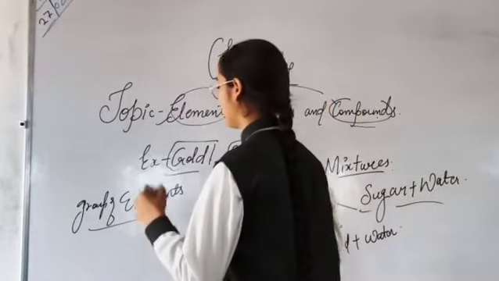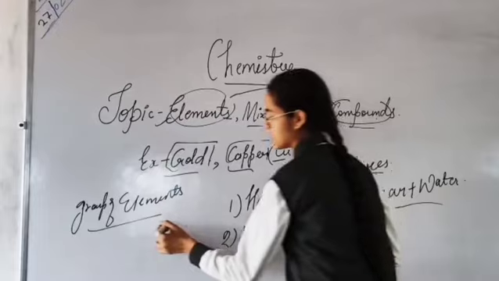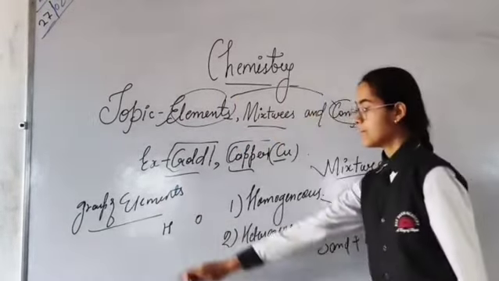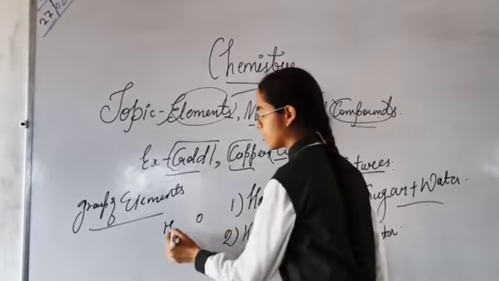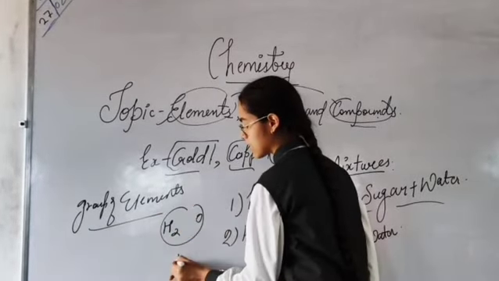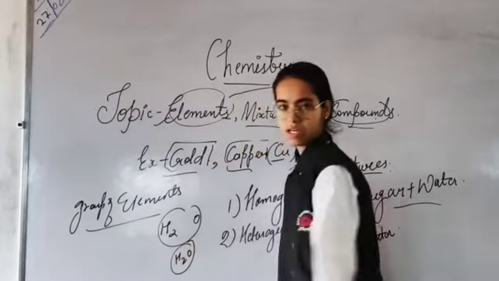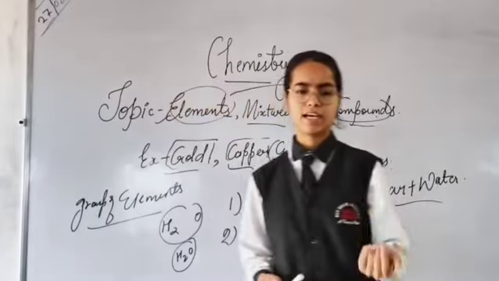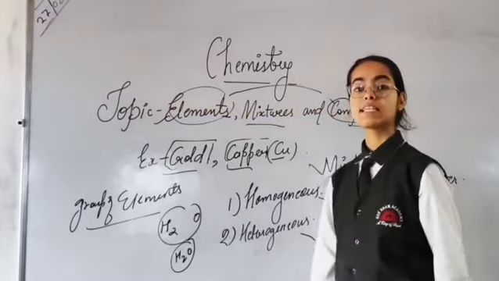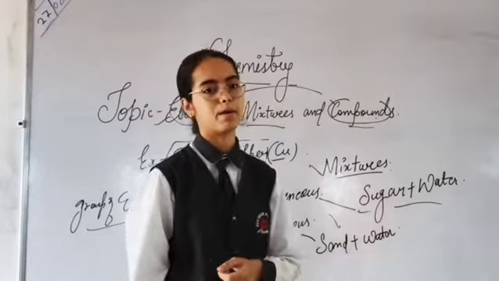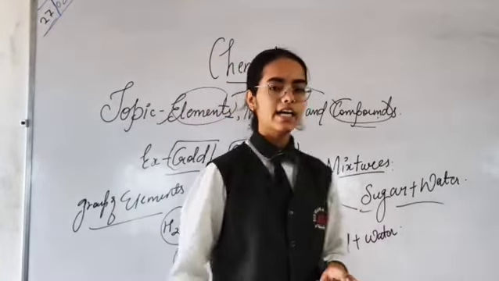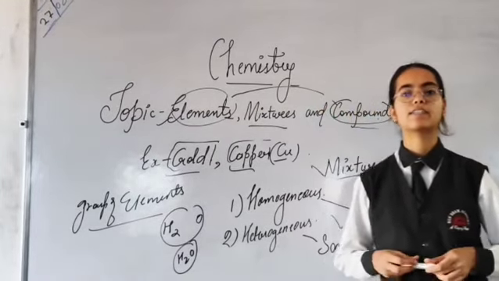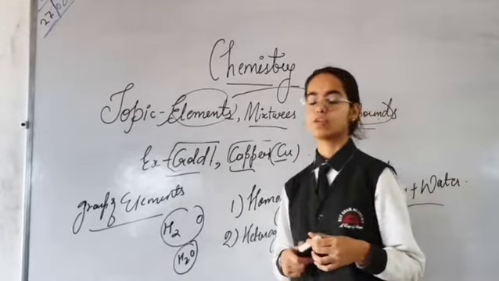Now let me take an example. We have an element which is hydrogen and another element which is oxygen. If we combine both of these, what will we get? H2O. H2O is a particular compound. Compounds are the group of elements, as we have studied earlier. But what are the properties of a compound? Let us understand that. If compounds are formed from a group of elements, then they do not have the same properties as their constituents.